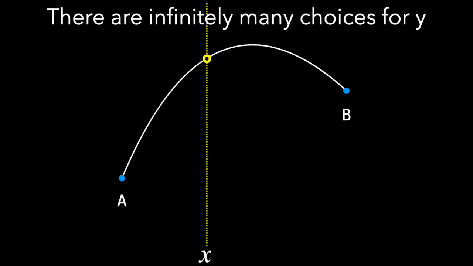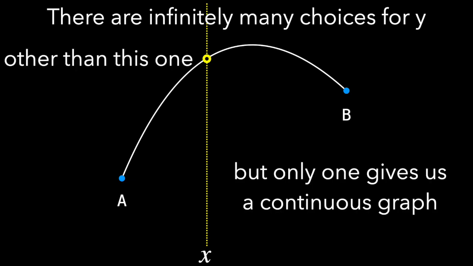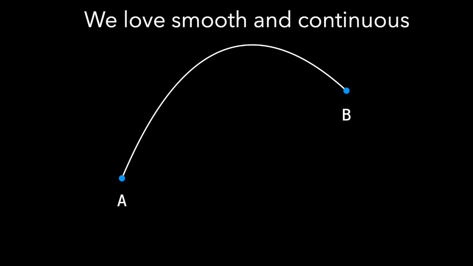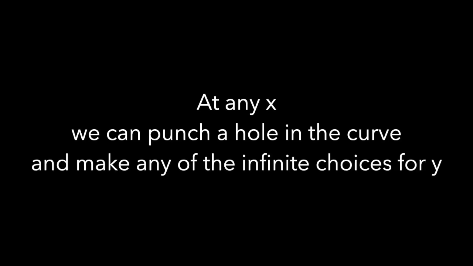In fact, there are infinitely many choices we can make for y, other than the one that seems natural to us. But only that one gives us a continuous graph. Somehow choosing that value feels more natural. There's something about smooth and continuous curves that we just love. So at any x on that curve, we could punch a hole in that curve and choose any of the infinite choices for y instead.